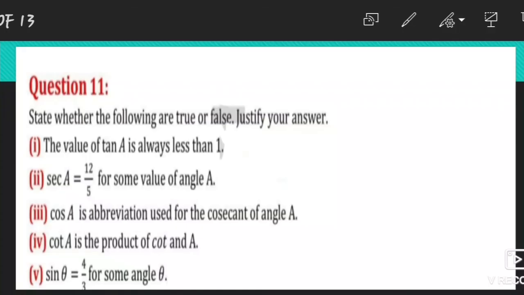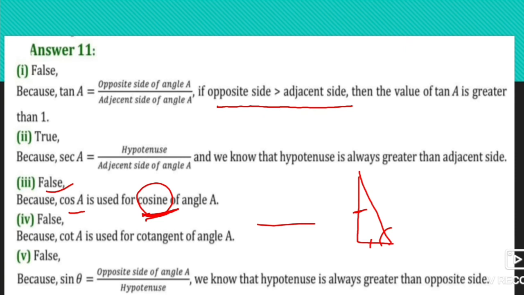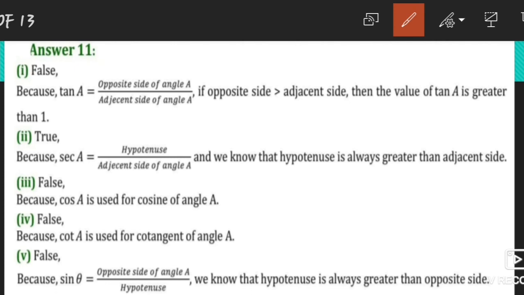Now we will discuss question number 11. It states: whether the following are true or false, verify your answer. The value of tan A is always less than 1. This first one is a false statement. Let me erase these things.